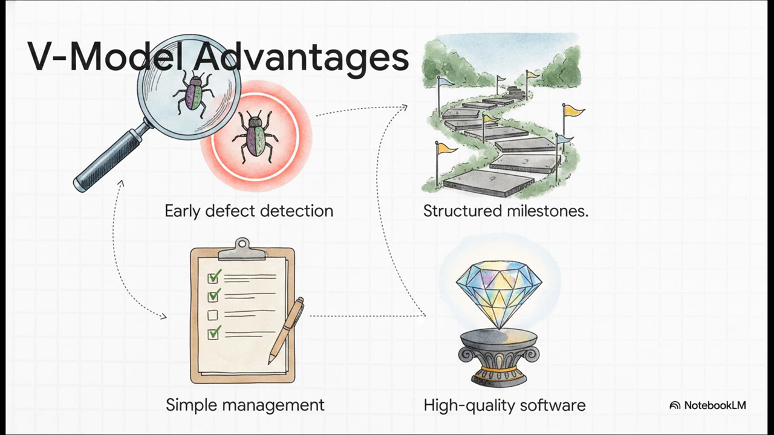The V model guarantees early defect detection. It provides highly structured milestones, which translates directly to simple, predictable project management. And because testing strategies are literally woven into the very fabric of the design phases, the ultimate output is exceptionally high-quality software. The early planning simply eliminates the surprises.